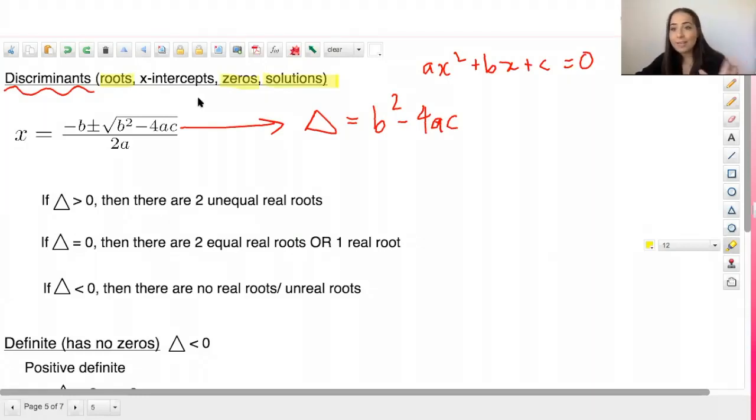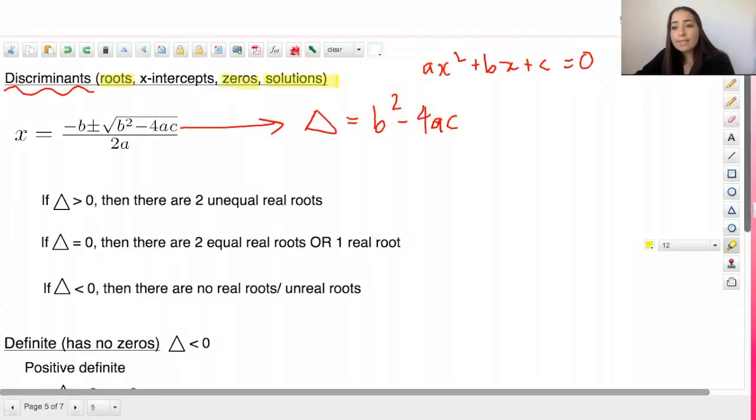The reason I want to bring this up is because questions can use any of these words, and students sometimes see these words and freak out, like, what are solutions? What does it mean by zeros? It just means x-intercepts. So all these words mean exactly the same thing.